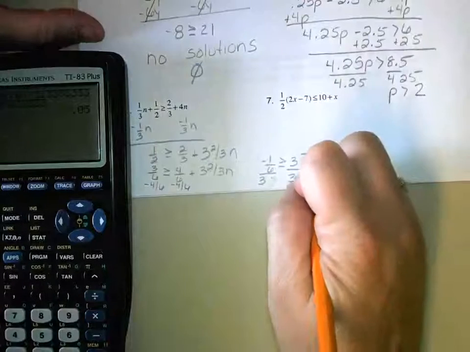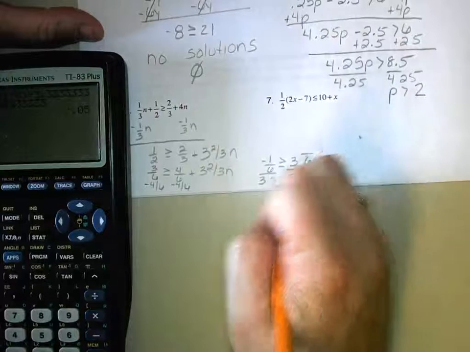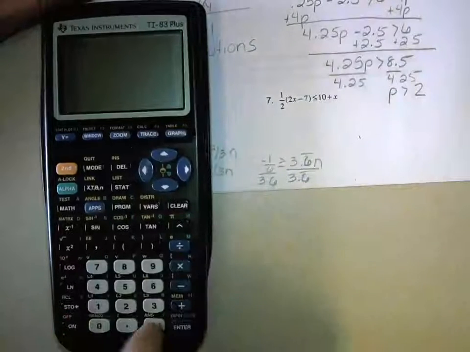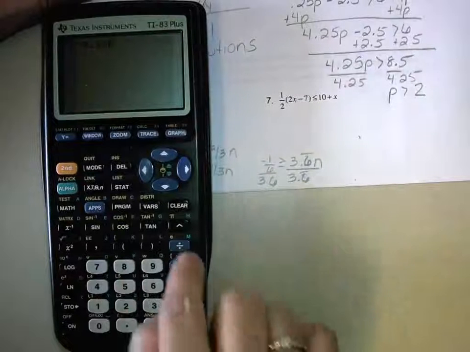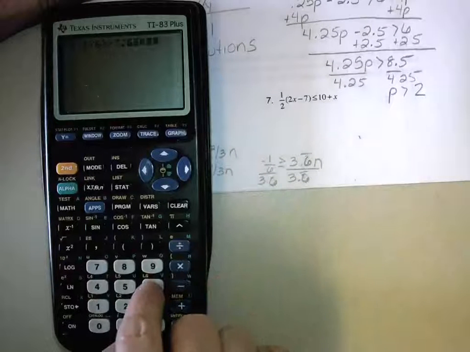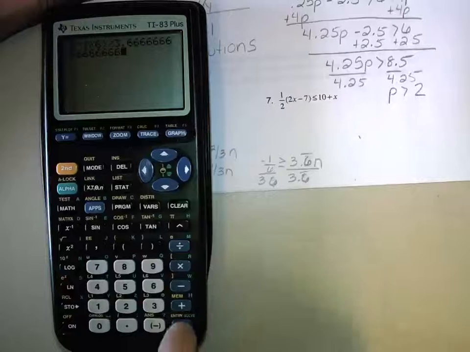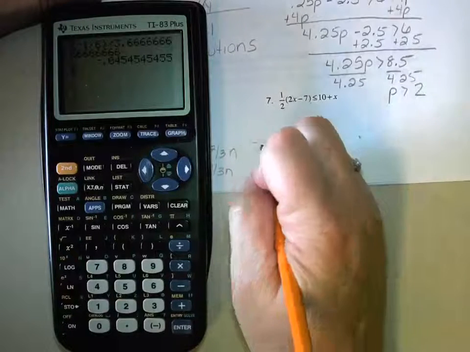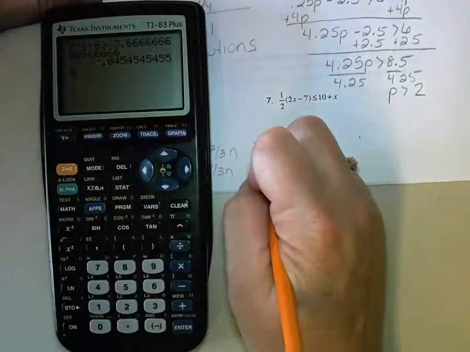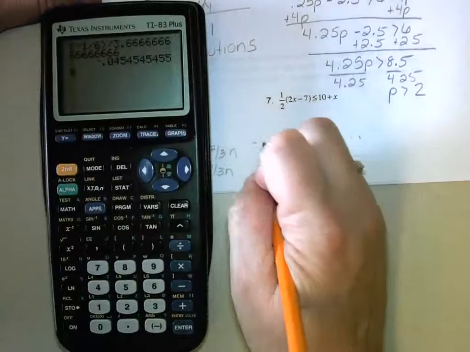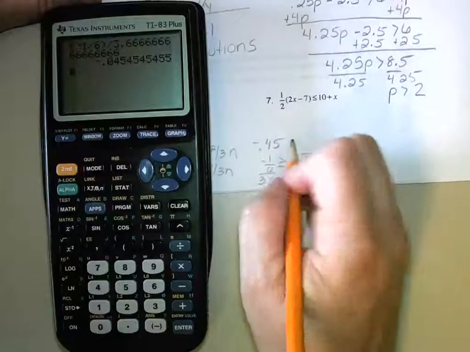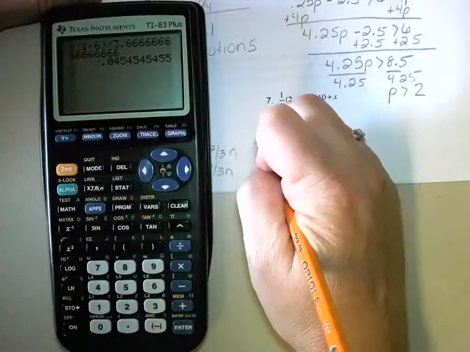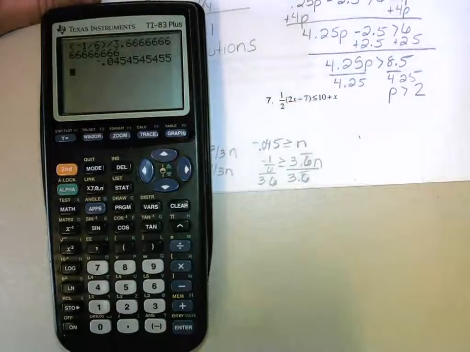2/3 is 0.6 repeating. And now let's try that again. -1/6 divided by 3.6 repeating, and we end up with -0.045. Sorry about that.